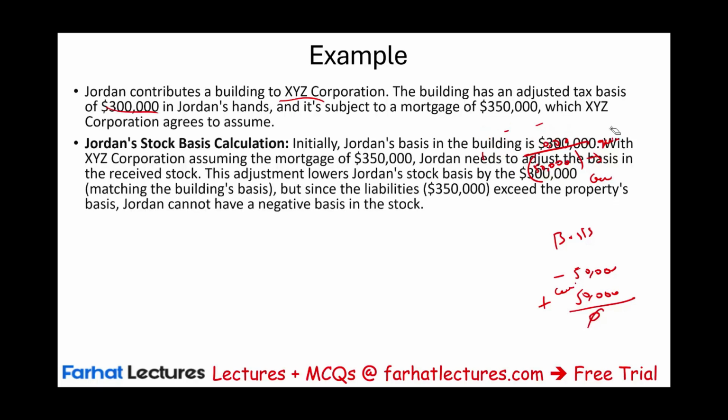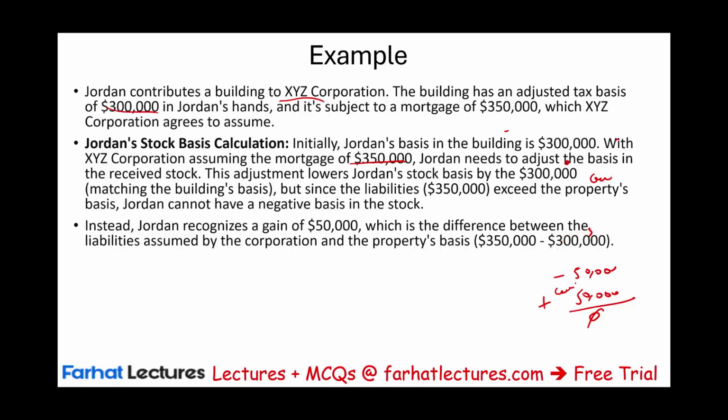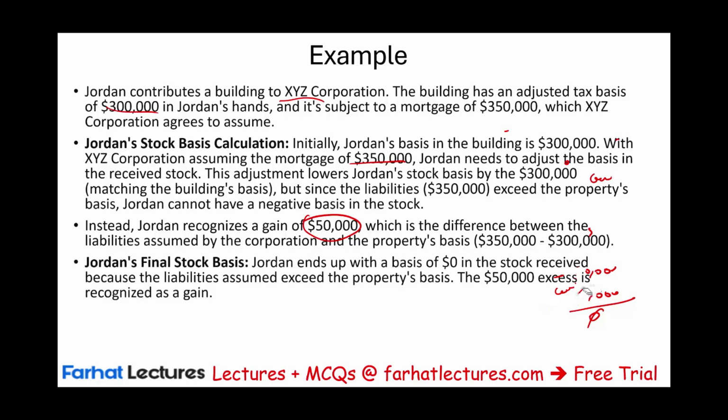So initially, Jordan's basis in the building is 300,000. With XYZ assuming the mortgage, Jordan needs to adjust his basis. But when we take the basis minus the liability, we have a negative number. Well, we cannot have negative basis. Therefore, the basis is 0. Then we recognize the gain. Well, basis is negative 50, but there's no negative. Then we recognize the gain. Once we recognize the gain, we add it back. We're up to 0. So Jordan recognized a gain of 50, which is the difference between the liability assumed and the property. Jordan's final stock basis ends up being 0 because the liability assumed exceeds the property basis.